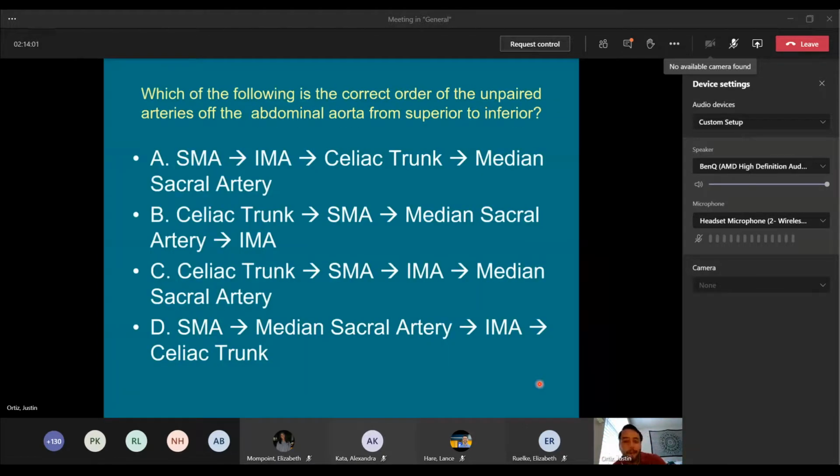Okay, so which of the following is the correct order of the unpaired arteries off the abdominal aorta from superior to inferior, right? I know this is a tough one, but this will help you with your studies too. So SMA, IMA, celiac trunk, median sacral. So is it going to be A, B, C, or D? So superior, going from the highest portion all the way to the lowest portion.